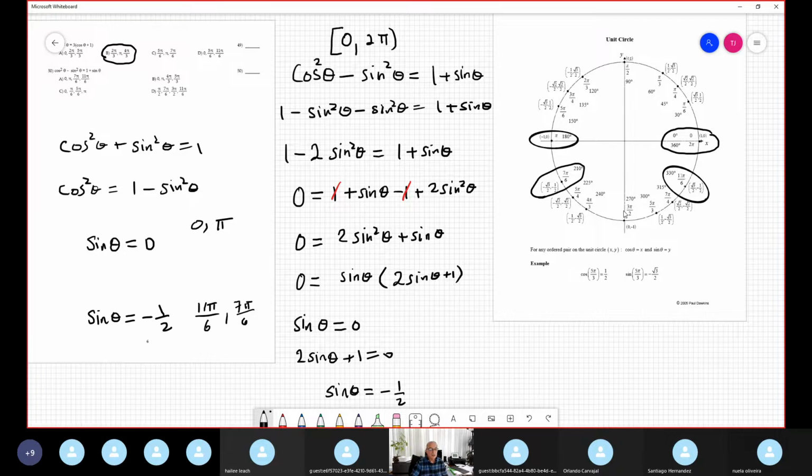Okay, then you organize in the order 0, pi, 7 pi over 6, and 11 pi over 6. It's option A, right? Yes.